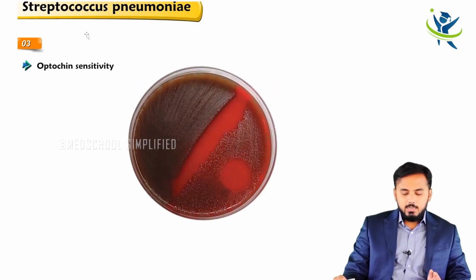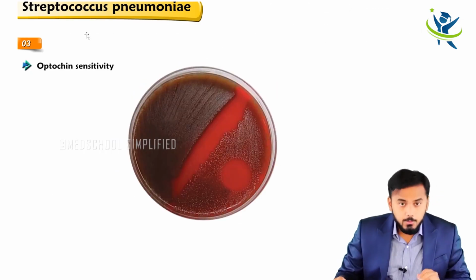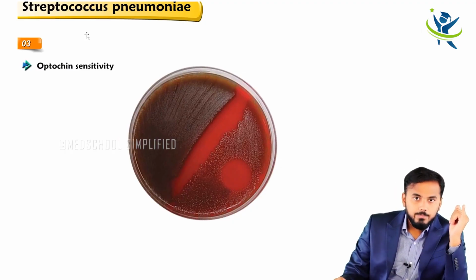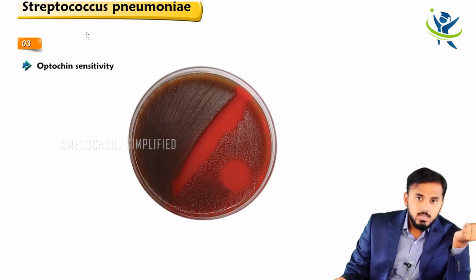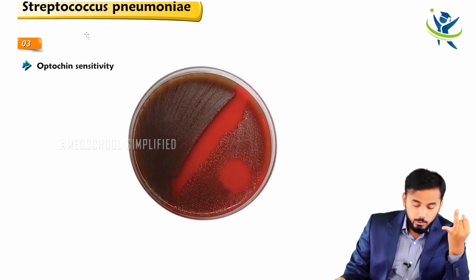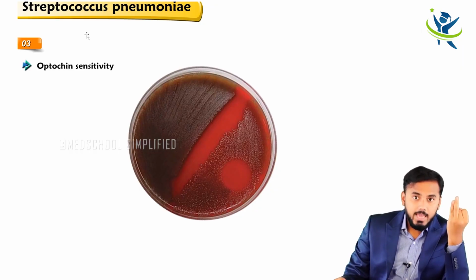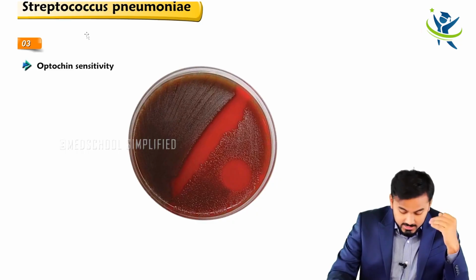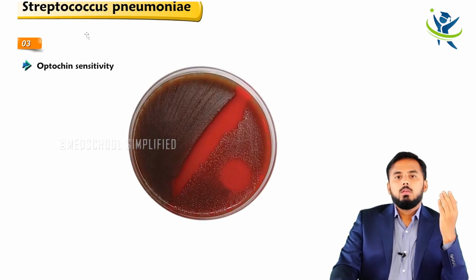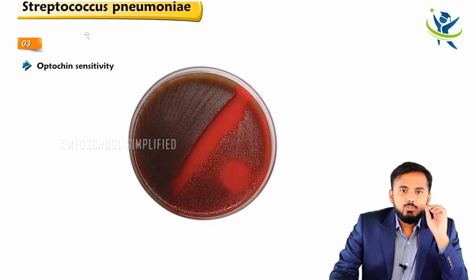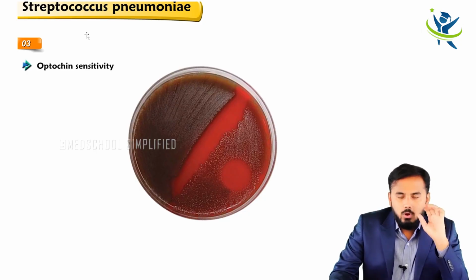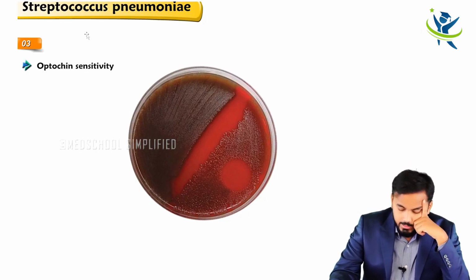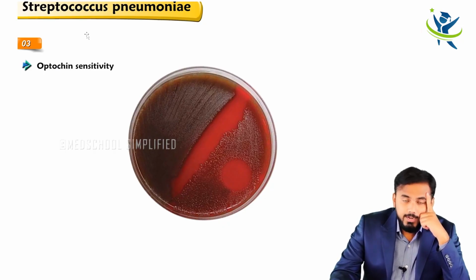The next property. First property was, what was the first property? It is alpha hemolytic, which means this bacteria is performing partial hemolysis or green hemolysis. Point number 2 was, this bacteria is having capsule, so it is an encapsulated organism which is more virulent. Point number 3 is, it is optochin sensitive. Why does this bacteria have to be called optochin sensitive? Because look at this slide over here. This slide is red in color because I have taken sheep blood into this.